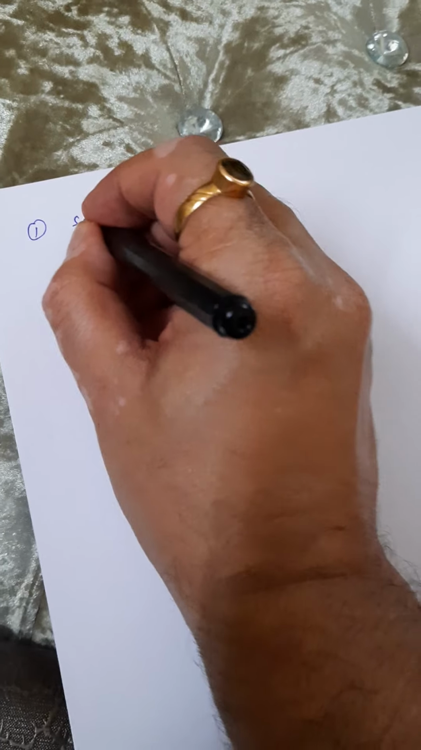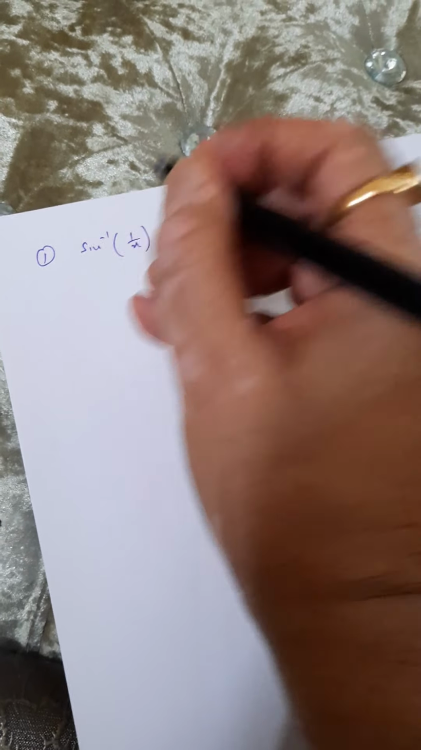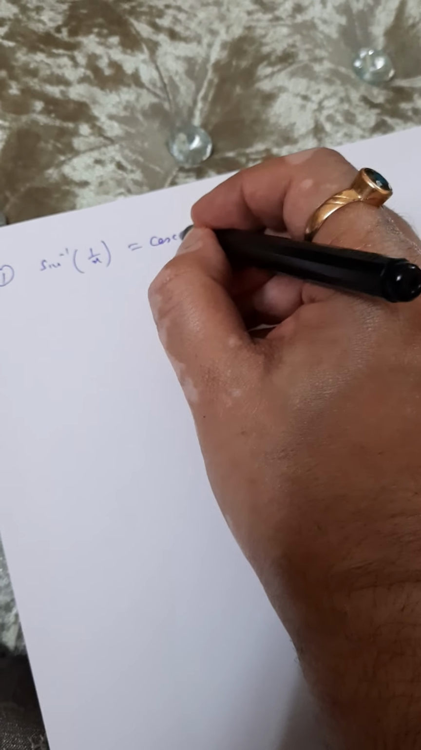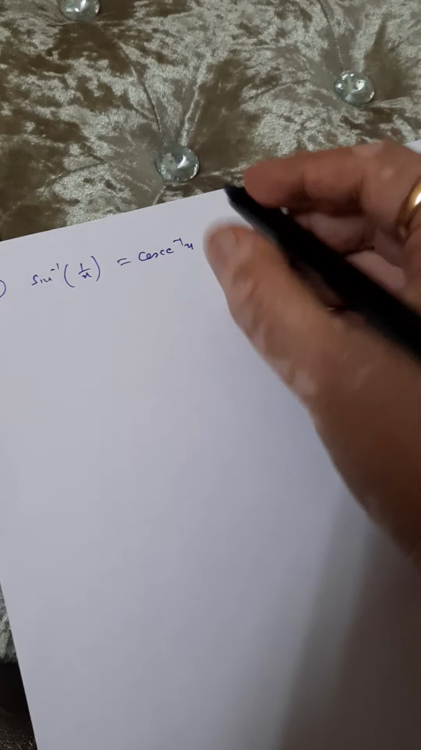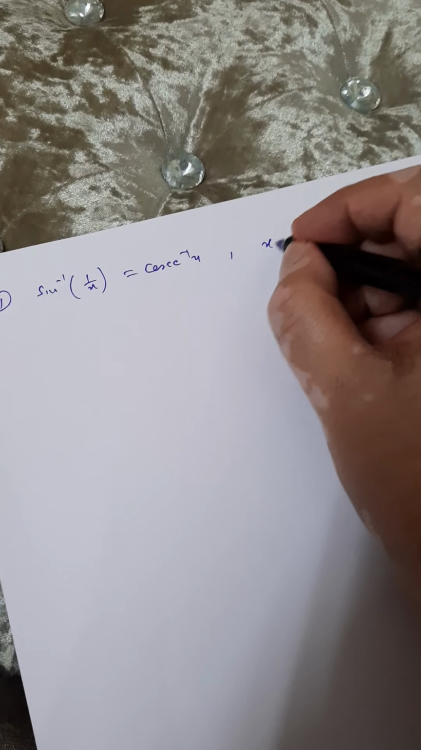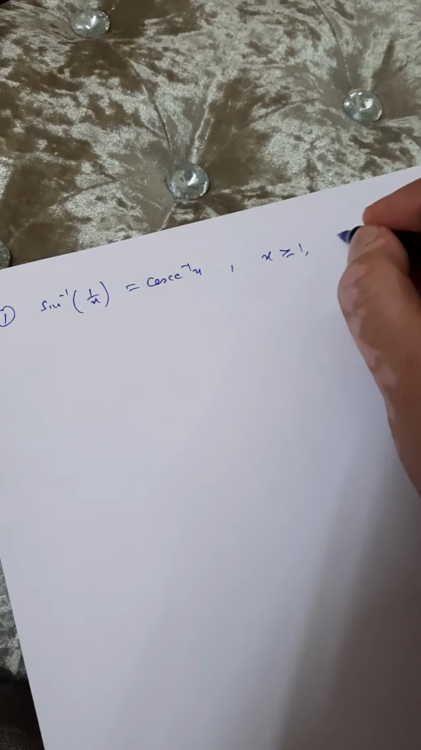Class, good evening. So, some of the forms in inverse trigonometry which I have to do. Now, the first form is sine inverse 1 by x is cosec inverse x. Here x is greater than or equal to 1, x is less than or equal to minus 1.